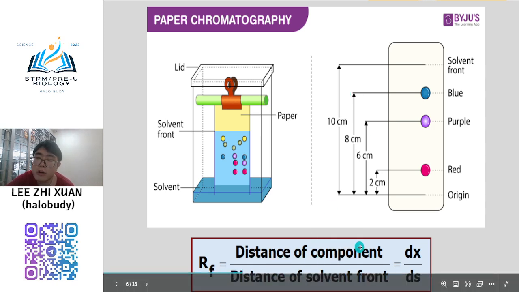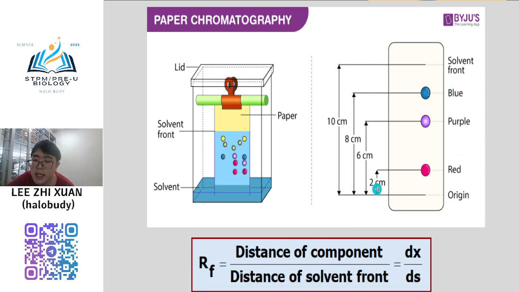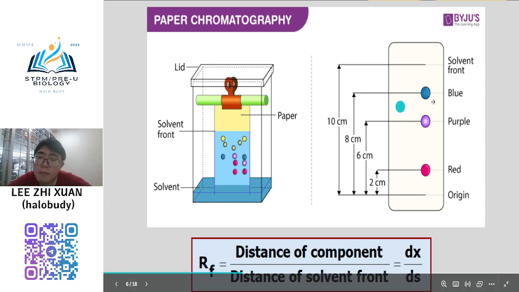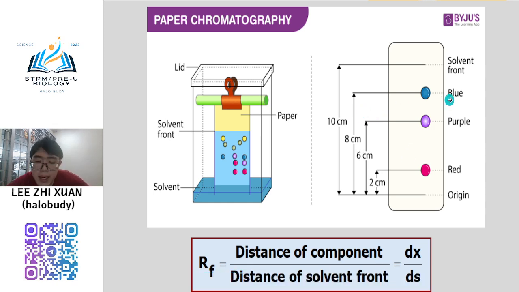And this component is based on the different pigment. If red color is 2 cm, so 2 over 10 is 0.2. So your RF for red pigment is 0.2. So for your purple is 6 cm, so 6 over 10, your RF value is 0.6. And for your blue is 8 cm, right? So 8 over 10, your RF for blue color is 0.8.